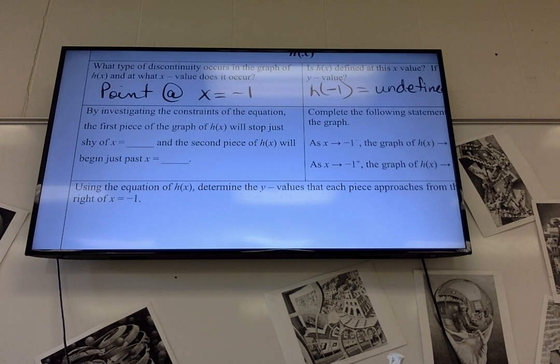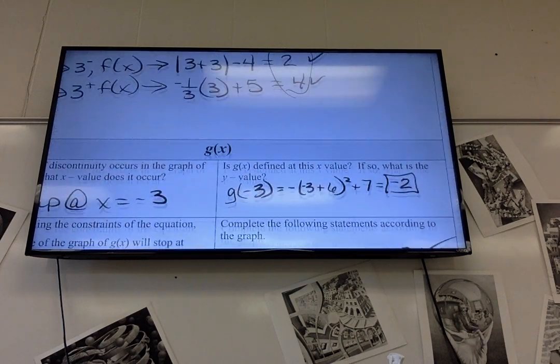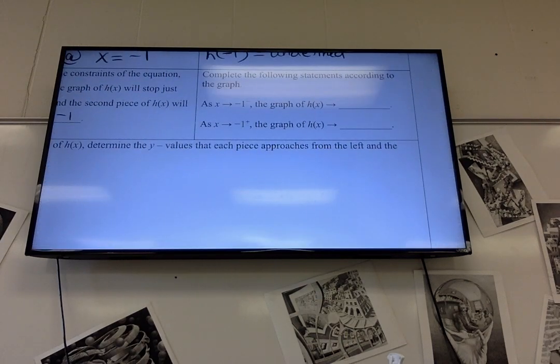Okay, so what numbers do I fill in these blanks with? Negative 1. That is right. And this time, as x approaches negative 1 from the left, we're going to look at the graph. Fill those in. Look back at the graph, look at x approaching negative 1 from the left. And x approaches negative 1 from the right. And fill in those two blanks.